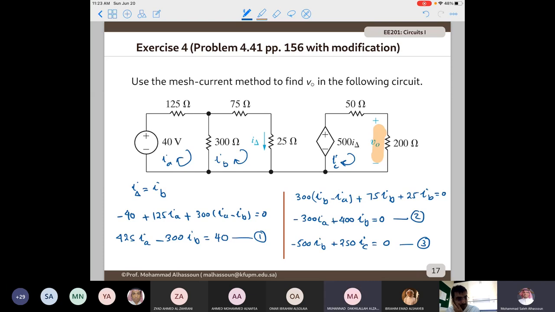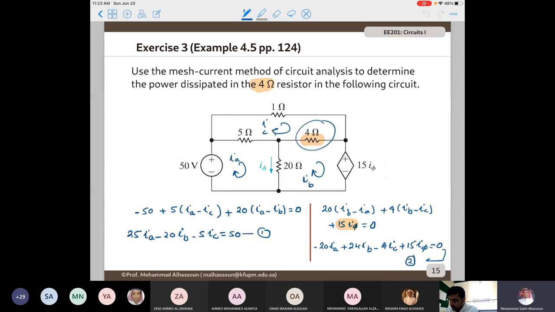In the previous question, if he asked me to find the current on the 4-ohm resistor, how can I determine B minus A or C minus B or B minus C? Well, it didn't ask you to find the current for the 4-ohm resistor. It asked you to find the power dissipated in the 4-ohm resistor, right? Yes. Okay.